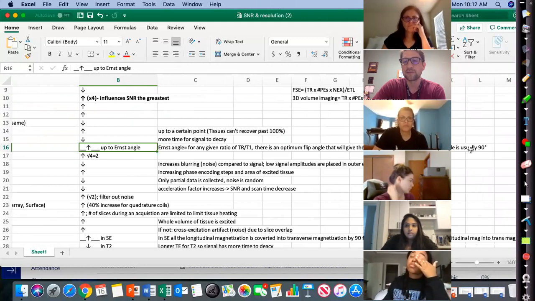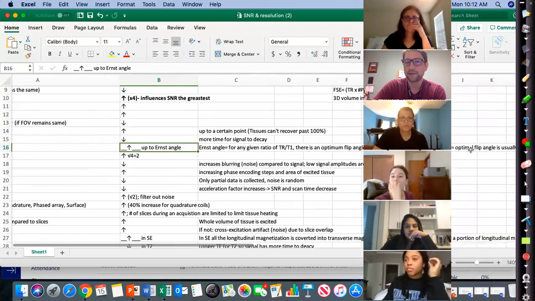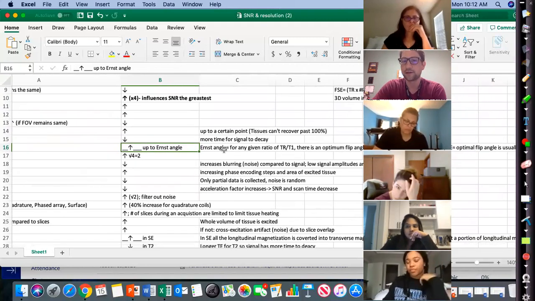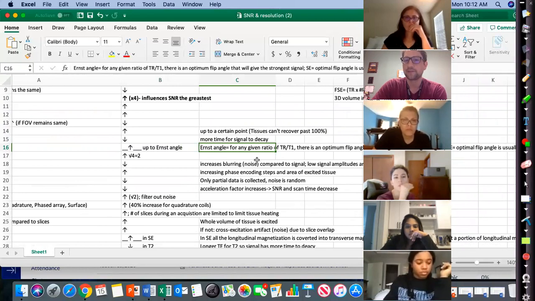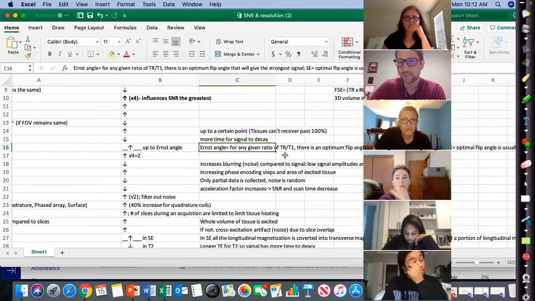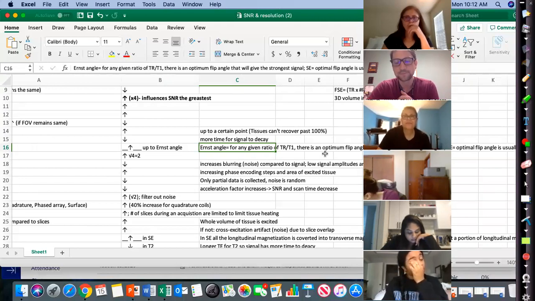If you are concerned about what the Ernst angle is, by definition, it is right here. The Ernst angle is, for any given ratio of TR and T1 relaxation time of the tissue, there's an optimal flip angle that will give the strongest signal. So that's really talking about saturation effects. For each tissue, you actually do have an optimal flip angle.